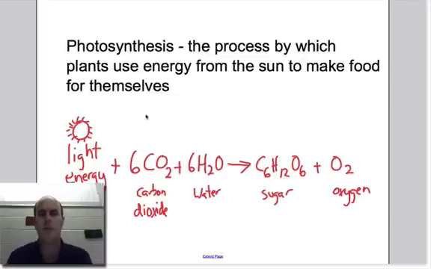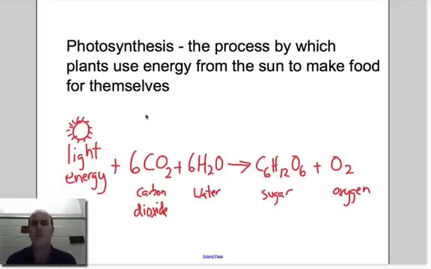Okay, so you see here I just put the simple definition of photosynthesis. You need to know this. You've got to memorize it, basically just understand it. Photosynthesis is that remarkable process by which plants capture and use sunlight, energy from the sun, to make their own food. Now animals, you and me, we do not make our own food.